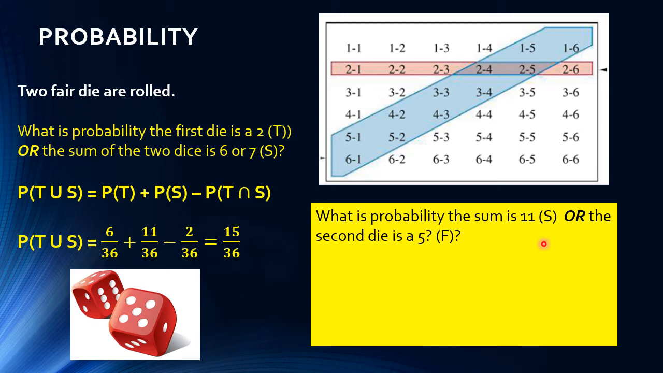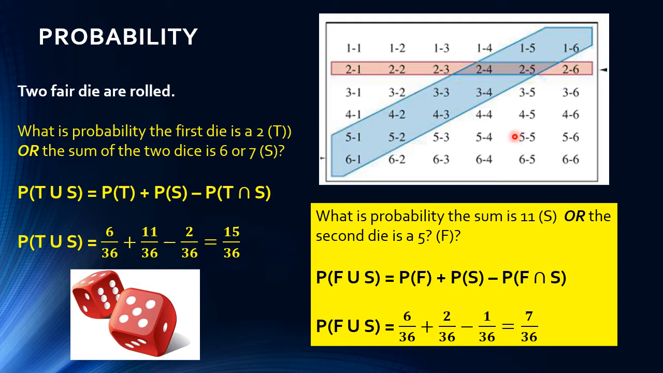So given that, we have the probability that the second die is a 5 is 6 out of 36, it's this fifth row, plus the probability that the sum is 11 is just these two on the end, 6 and 5 and 5 and 6, those two rolls out of 36, minus whatever the intersection is, what's in both, and that's just this 5. Actually, it's the other way around, isn't it? The second die is a 5, so the second die being a 5 would be this column, all right. And we can see that this is the one that's intersecting, 1 out of 36. Let's continue on.